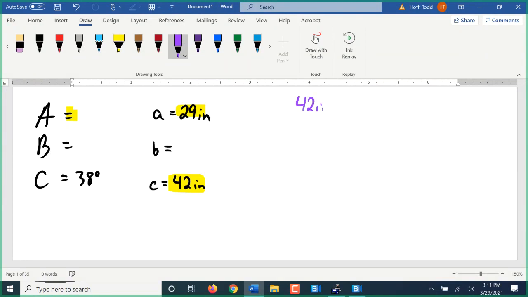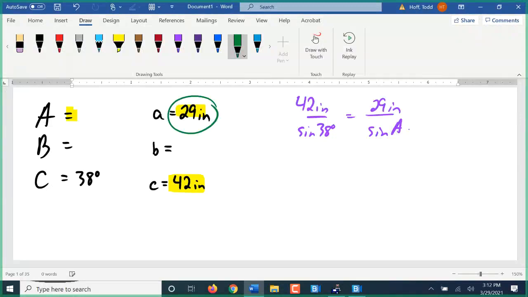We're going to put the 42 inches over the sine of 38, and 29 inches over the sine of A. The reason this is safe is because this side is smaller. So what does that tell us about angle A? It has to be smaller. So we know angle A has to be smaller than 38 degrees, which means we know it's acute. So we don't have to worry about being obtuse or acute, right?